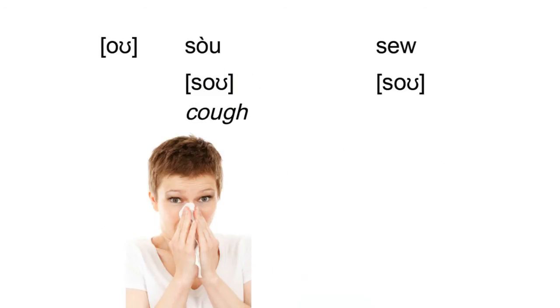Then comes ou, as in Mandarin's sou, or American English's so. You'll notice that in both of these words, the vowel starts on o, which is a new symbol, and ends on that familiar symbol we talked about earlier, giving you ou.